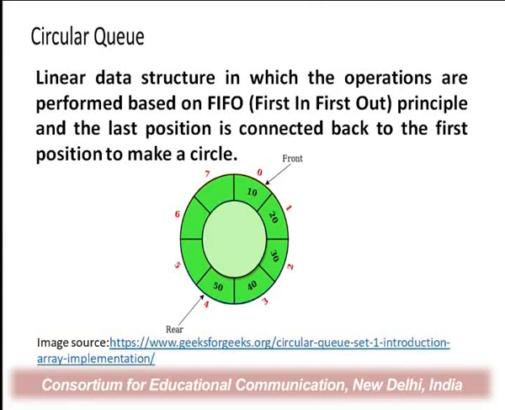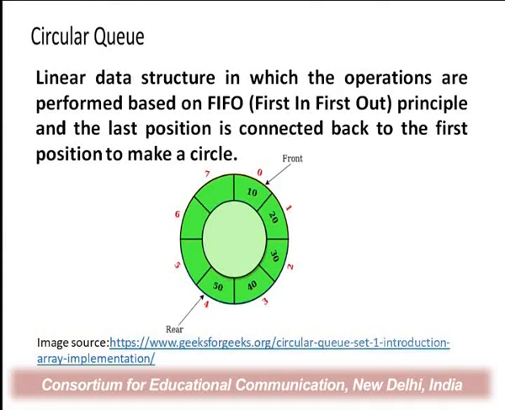So, what is circular queue? Circular queue is basically a linear data structure in which the operations are performed based on the basic structure of queue, which is first in first out principle, but the last position is connected back to the first position in order to make a circle, as you can see here in the figure.